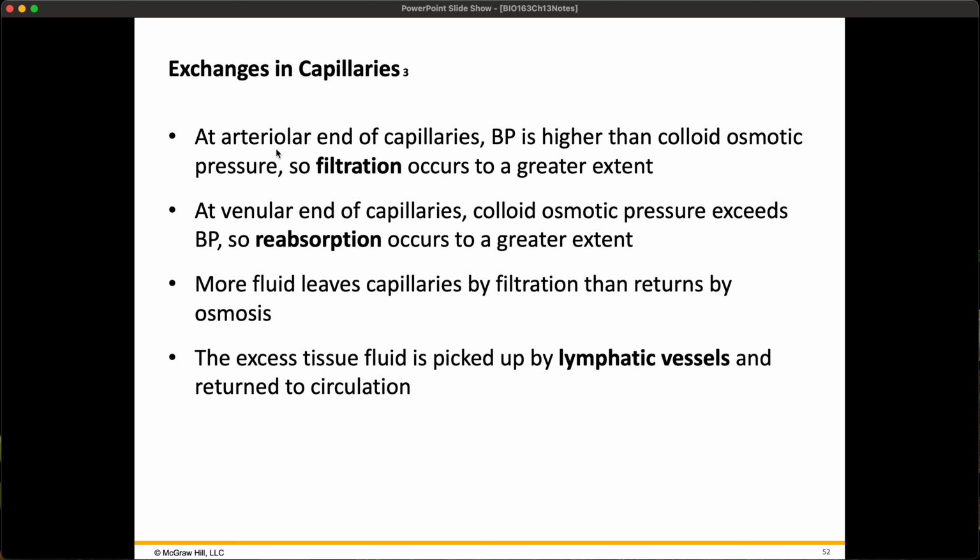So, at arterial ends of capillaries, blood pressure is higher than colloid osmotic pressure, so filtration occurs to a greater extent, and it's the opposite at the venular end. COP is higher, so reabsorption occurs. More fluid leaves capillaries by filtration than does return by osmosis. But that excess fluid that is not picked back up is picked up through your lymphatic vessels, which we'll learn in chapter 14. And that returns it to circulation after sending it through some filtration processes.